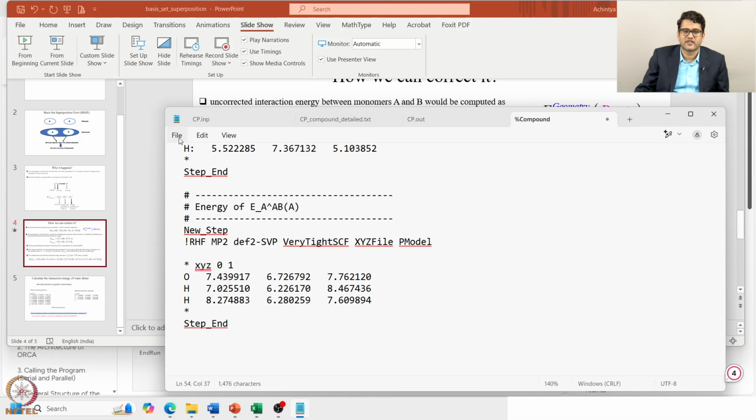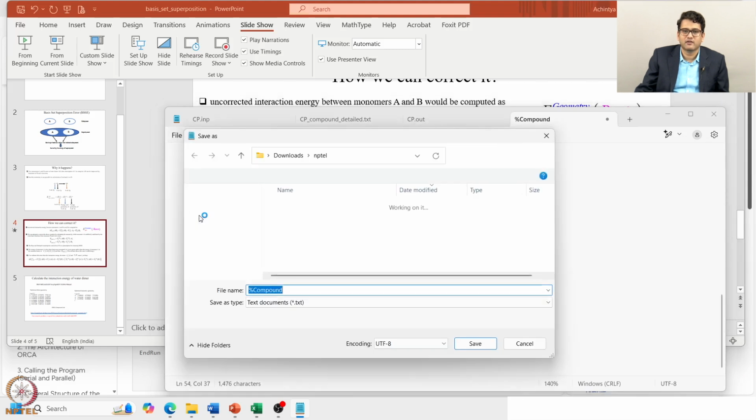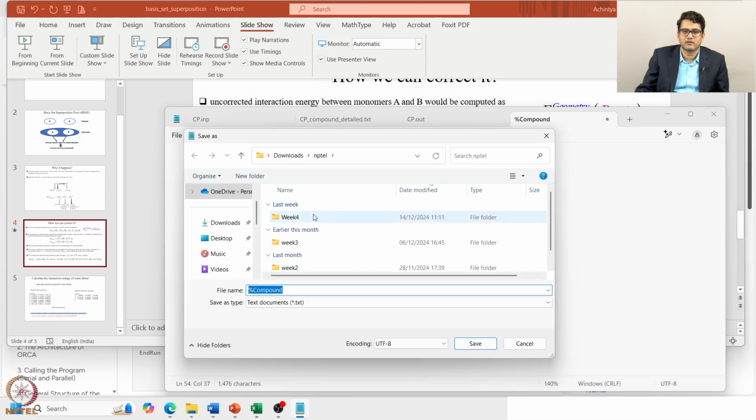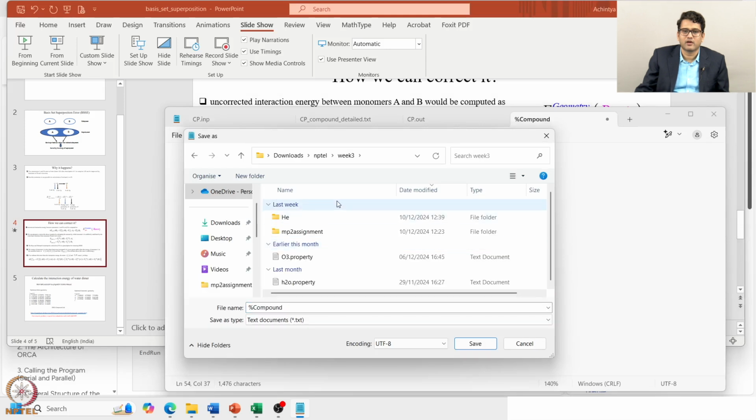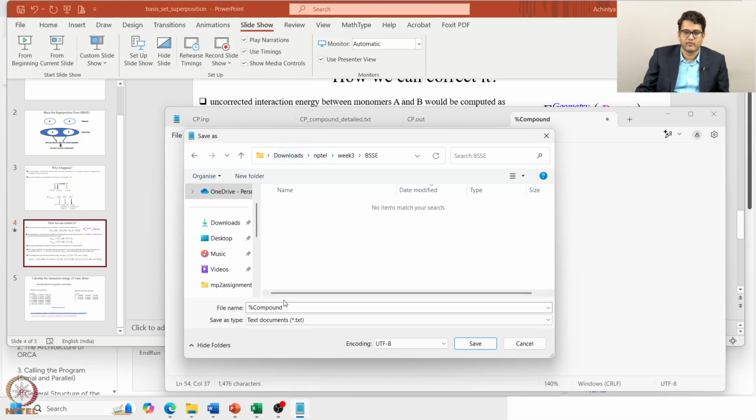Okay, I am doing it for such a long time, it is a good idea to save it. I need to make a new folder called BACC. And I make this file name as CP to tell that it is a counterpoise correction, and I make it cp.inp.